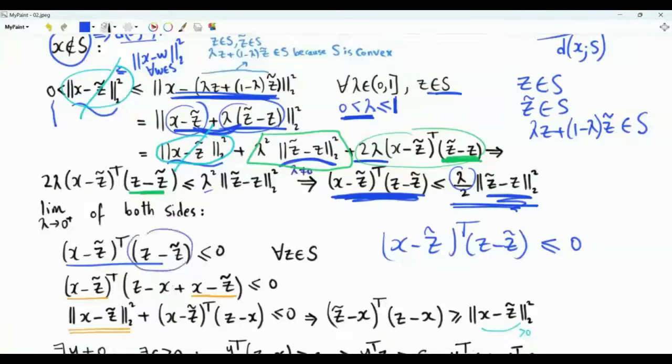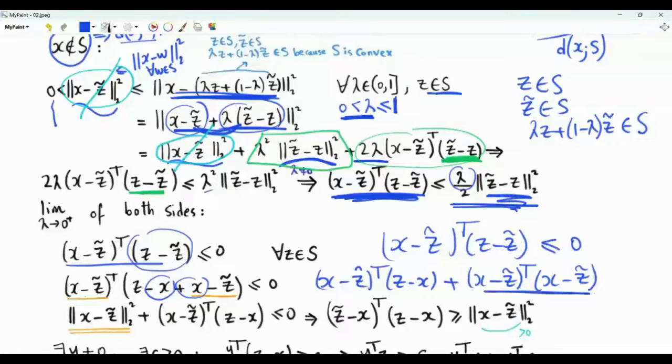In this bracket, add and subtract x. So write it as z minus x plus x minus z tilde. Then do the multiplication. We will have x minus z tilde transpose times z minus x plus x minus z tilde transpose times x minus z tilde. This is the L2 norm squared of vector x minus z tilde. And this vector is here. This is less than or equal to 0.